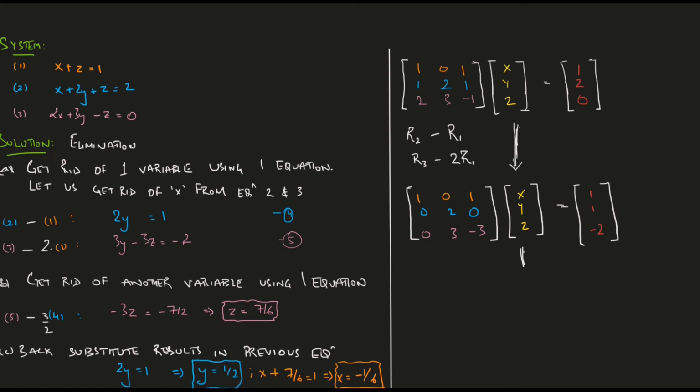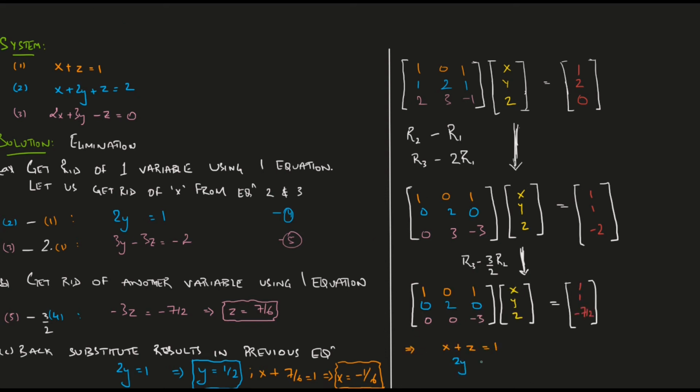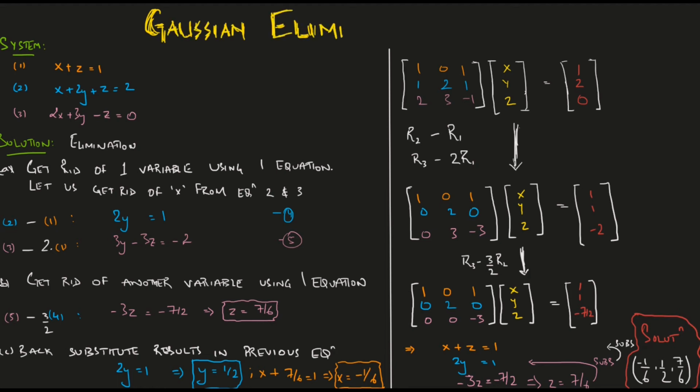The next row operation, R3 minus 3/2 R2, eliminates y from the third equation. The last row now has a 0 for both x and y. And now we revert back to the linear equation form to obtain these three equations. And we start solving from the bottom one and back substituting the results to the above equation one by one to obtain the final solution. What we just studied is called Gaussian elimination, which according to me is the single most important topic of linear algebra.